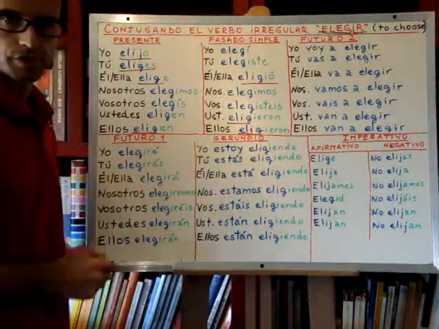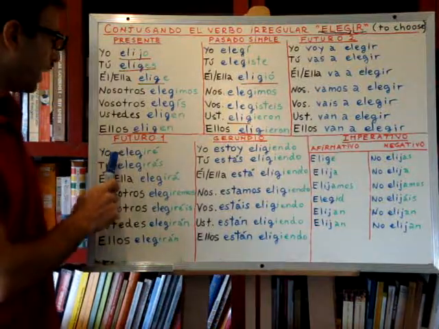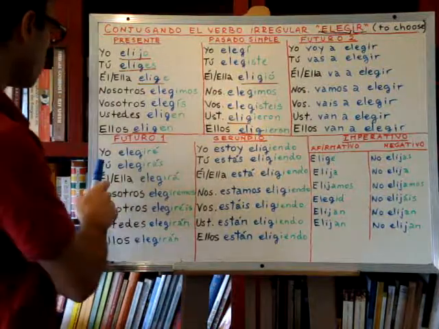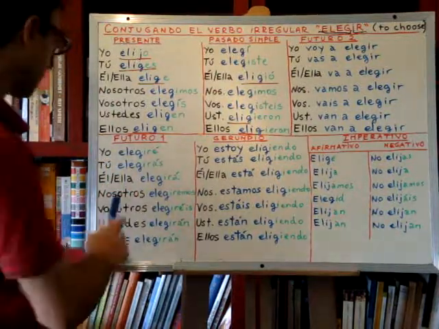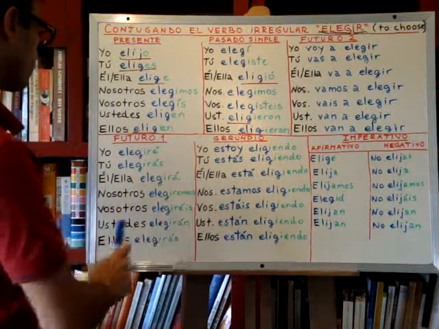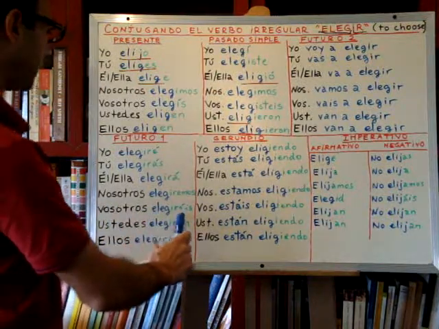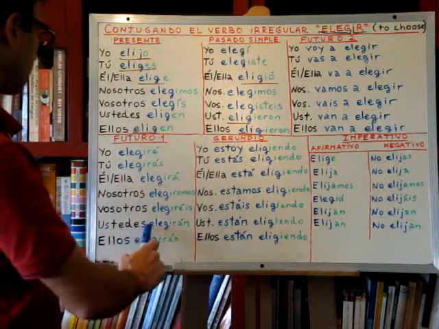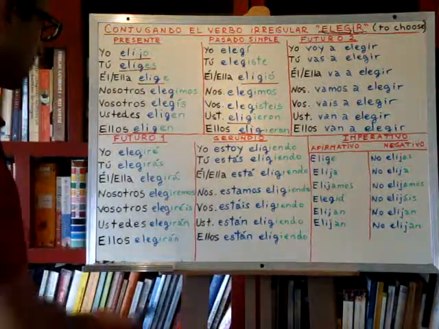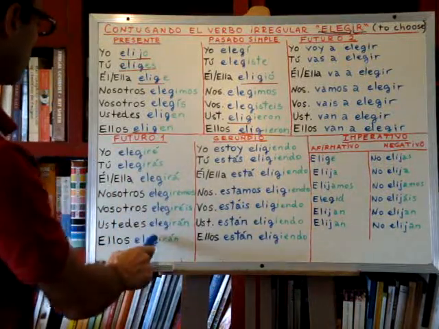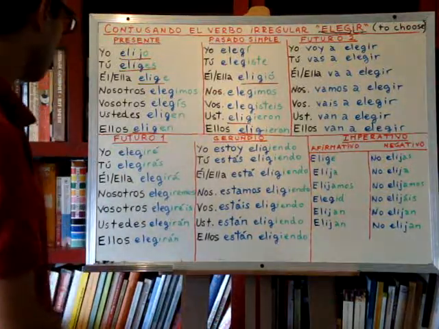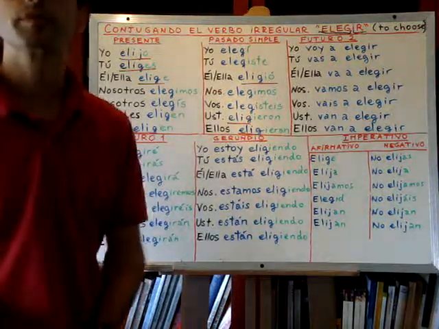Let's do the simple future. Yo elegiré. I will choose. Tú elegirás. Él elegirá. Nosotros elegiremos. Vosotros elegiréis. Ustedes elegirán. And ellos elegirán. For they will choose. You can see that here this verb is perfectly regular, right? No irregularity here.